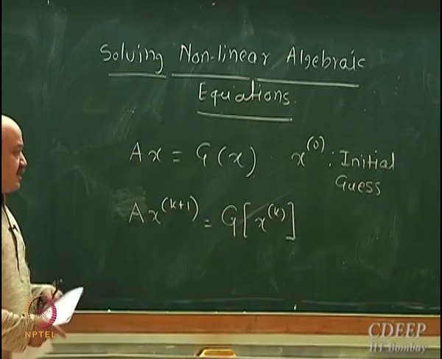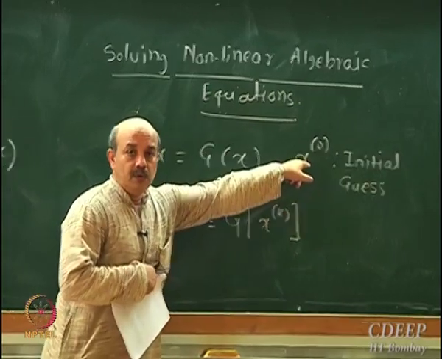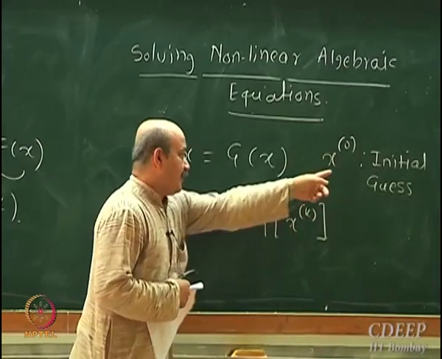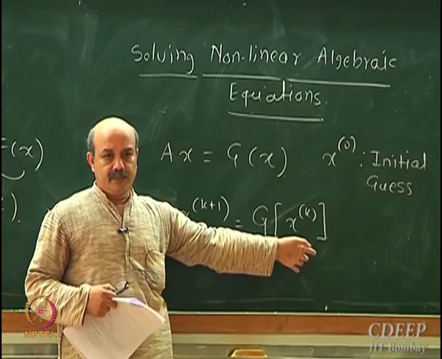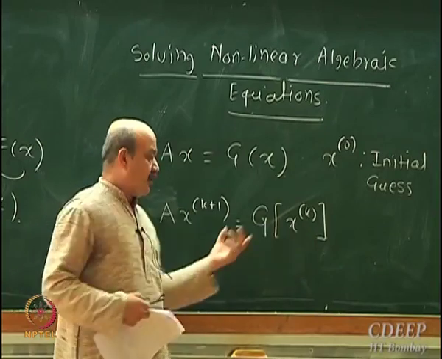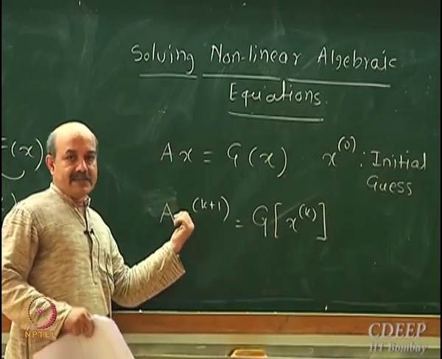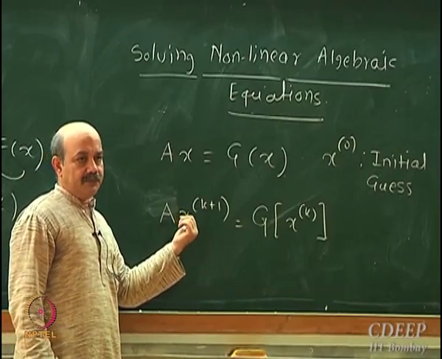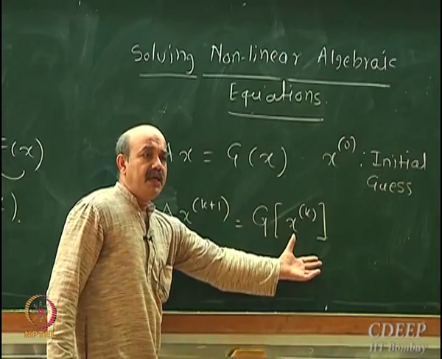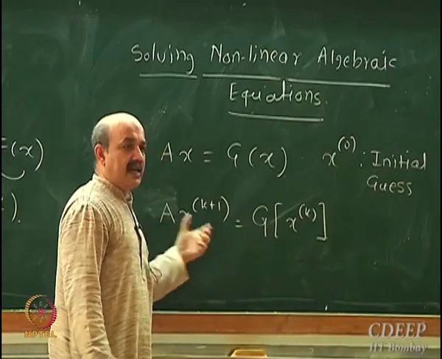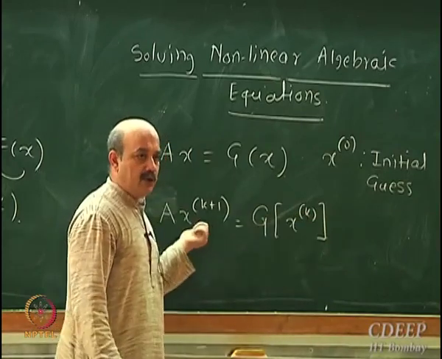Is everyone with me on this? I start with x 0. If I substitute x 0 here, I can compute this g of x. This is known to me. What is not known to me? X k plus 1, x 1 is not known to me. But then it becomes a linear algebraic equation. This is B, this is A, this is A. Ax equal to b. I can solve for x k plus 1.